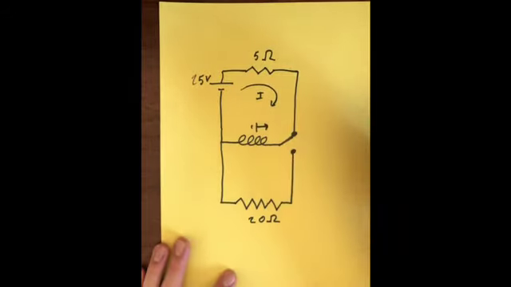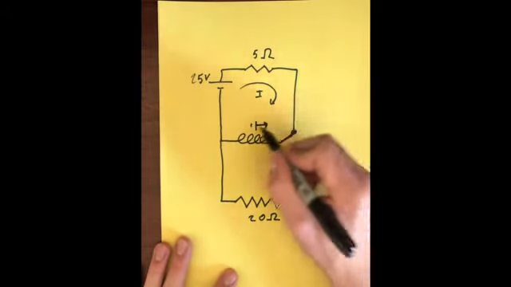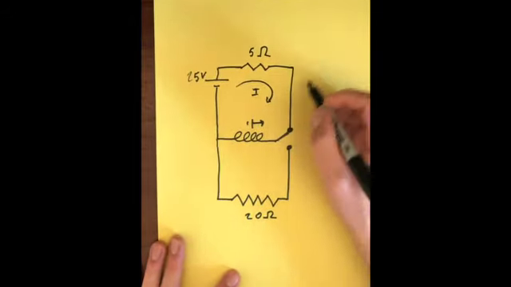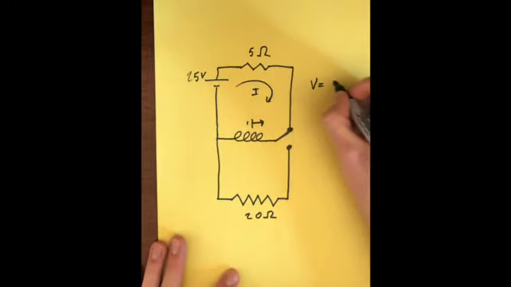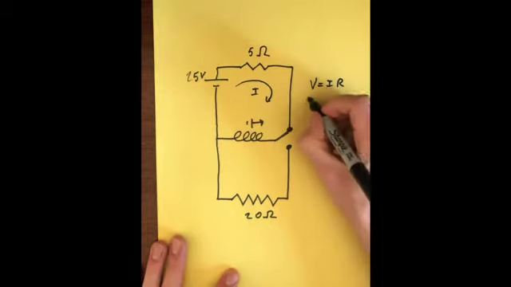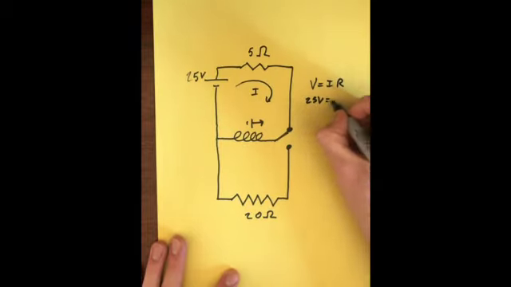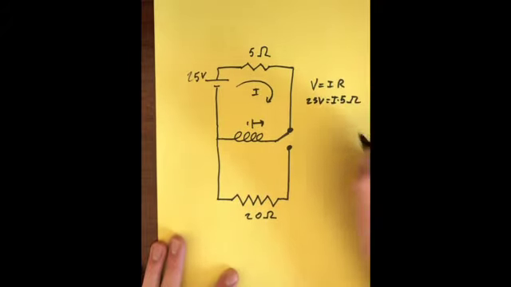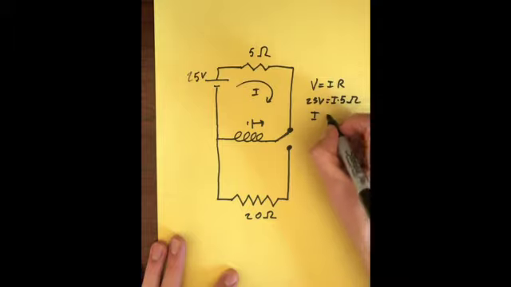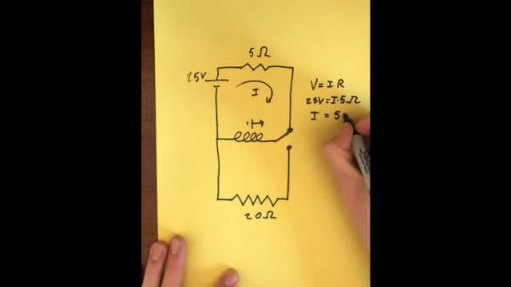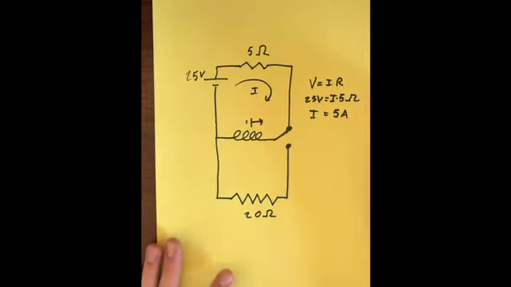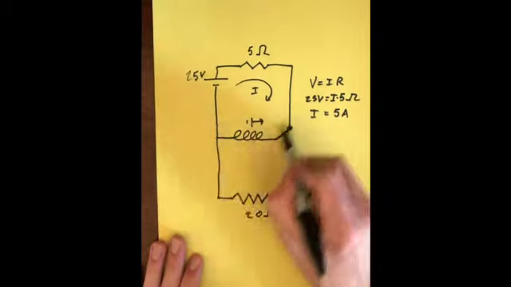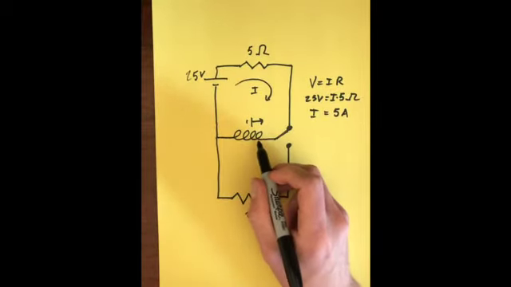However, eventually, you're going to build up current to its max value, and we can calculate that with the simple equation V is equal to IR. We have V, 25, and we have R, 5 ohms. Now all we have to do is solve for I. So in this case, it's very simple. I is going to equal 5 amps. So eventually, this is going to build up to 5 amps.